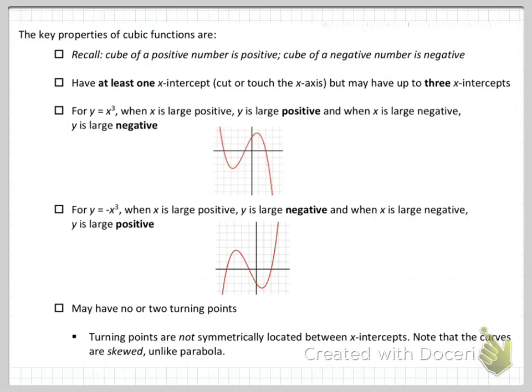A cubic will have either no or two turning points. For example, y equals x cubed actually has no turning points. Note also that the parts of the curve that look like parabolas are actually not parabolas. There's no line of symmetry. These curves are skewed.